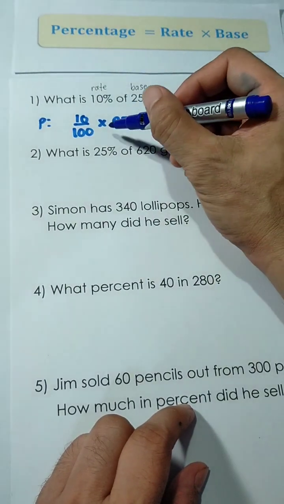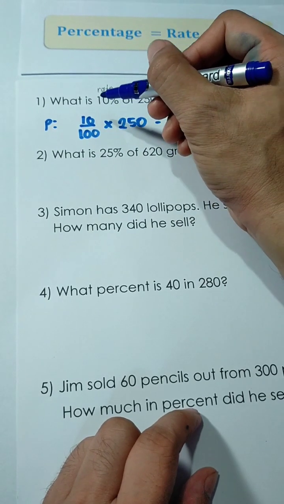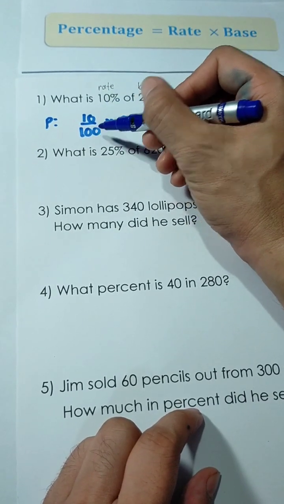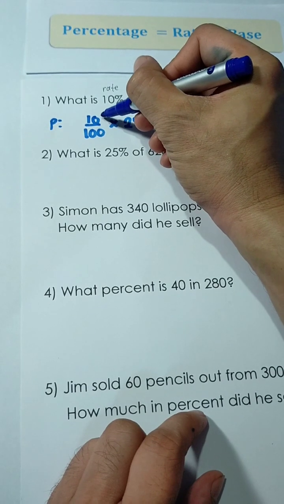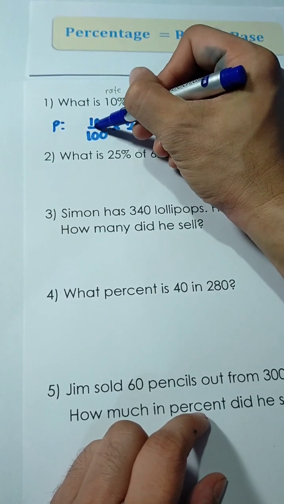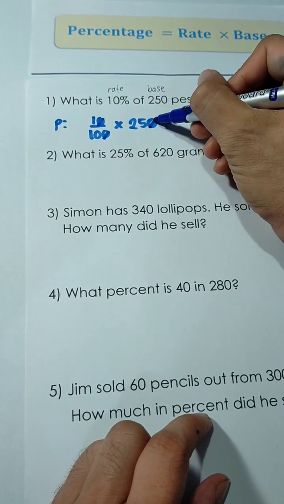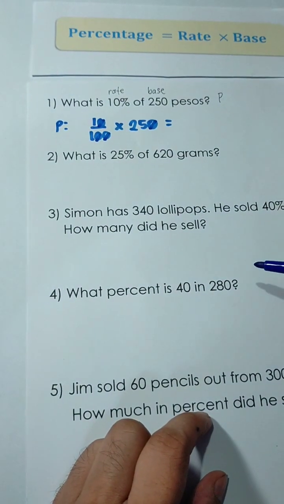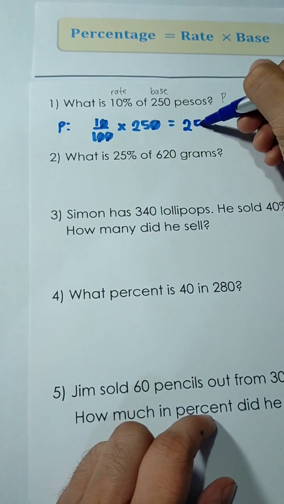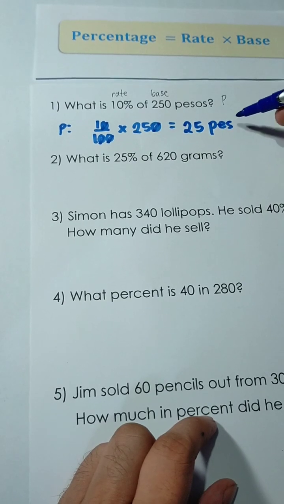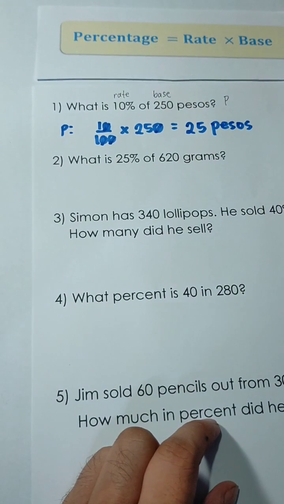When you're multiplying and dividing numbers like this, you can simply cancel out the zeros. You pair the 0 from the numerator and the 0 from the denominator, just by simply dividing 10 from the numerator and denominator. Okay. And we can still pair the 0 from the numerator and the 0 from the denominator. So that reduces now to 1 times 25, which is equal to 25 pesos. So 25 pesos is 10% of 250 pesos.